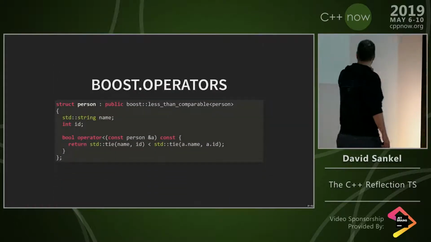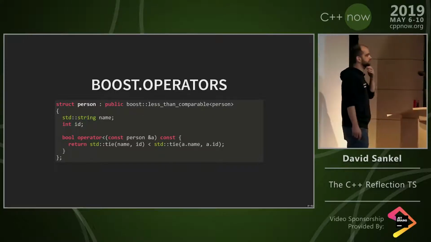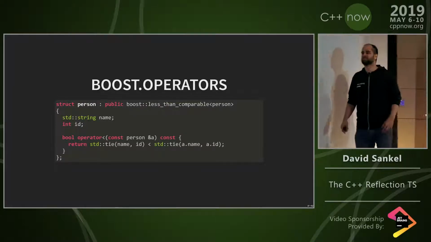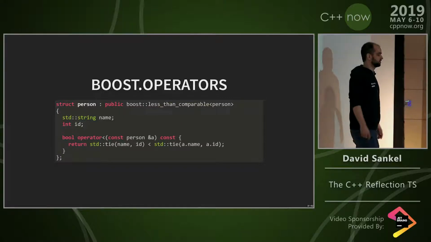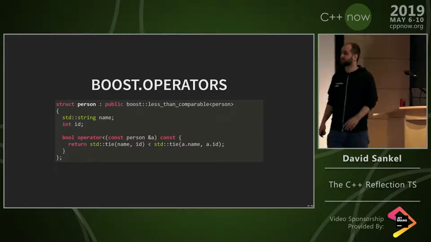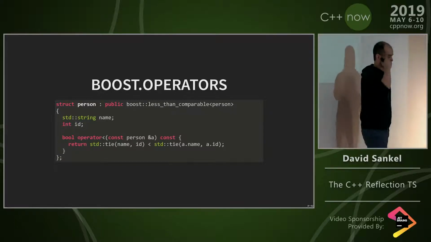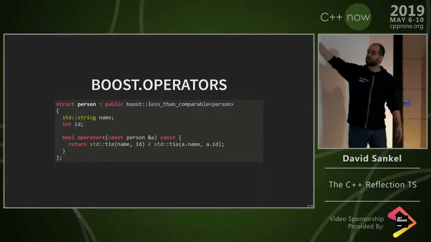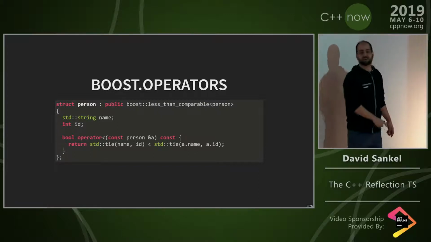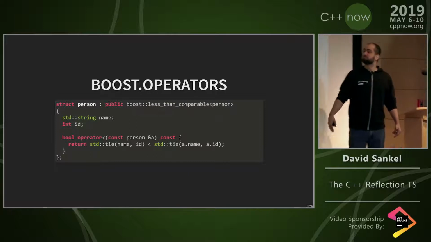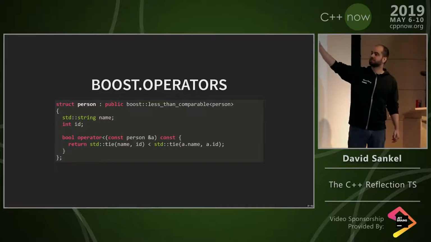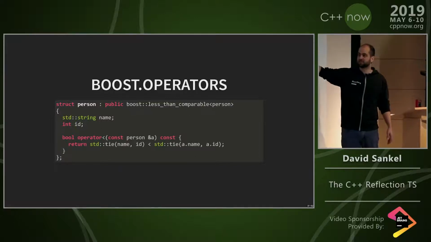What about boost operators? How many of you have used boost operators before? Interesting. Only about a third, maybe. So what boost operators provides you is a way to specify one operator, like in this case, less than, and then generate all the other operators for you. So in this example, we're using std::tie, and if you inherit from less than comparable, it's using this curiously recurring template pattern, and it will generate the other operators for you. So you only have to do one of them.